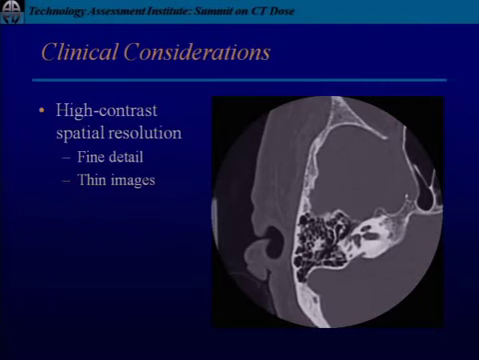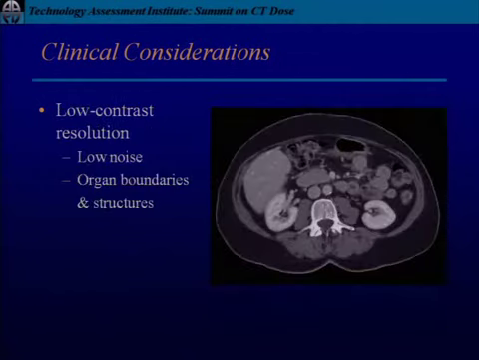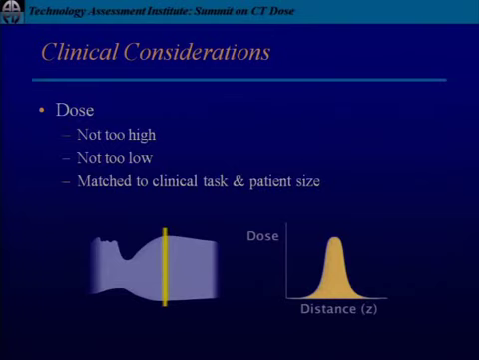Another clinical consideration is what do we need to visualize? What do we need to see? Are we looking at very fine detail with high contrast, where we are particularly interested in our high contrast spatial resolution? Or are we looking at organ boundaries and structures, where we want very low noise and very good low contrast resolution?